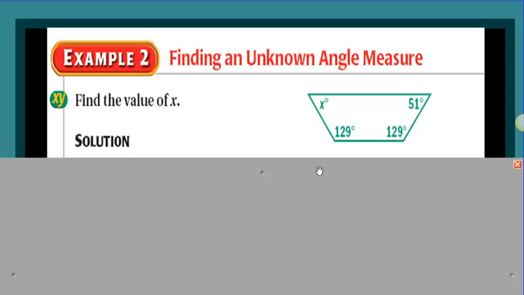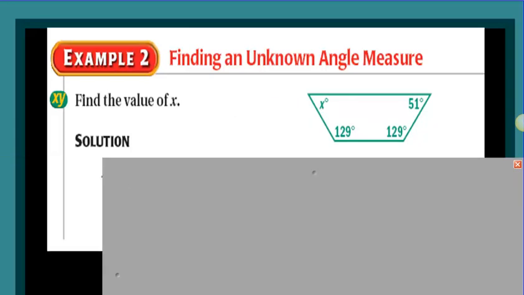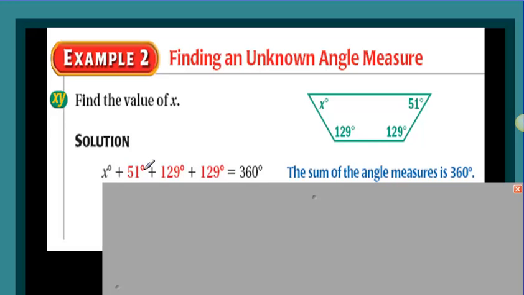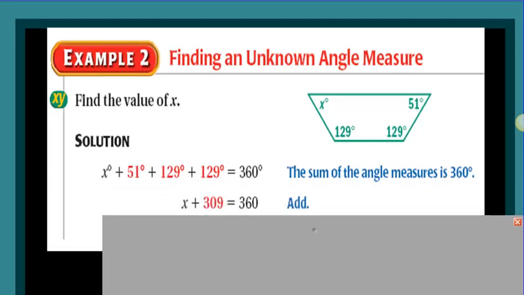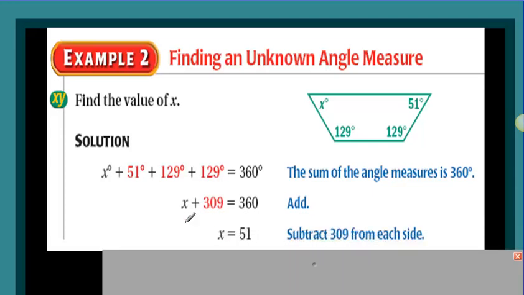We can find the value of x. We can find the missing angle measure here by knowing this whole thing is 360 degrees. If we add x plus 129, 129, and 51, the whole thing should equal 360. So I'm going to add these all up. I get 309. Then I'm going to subtract 309 from each side, and I get x equals 51 degrees.